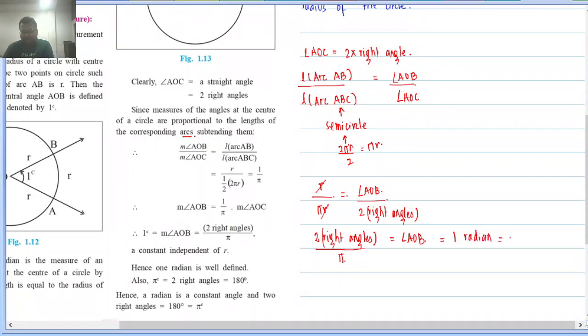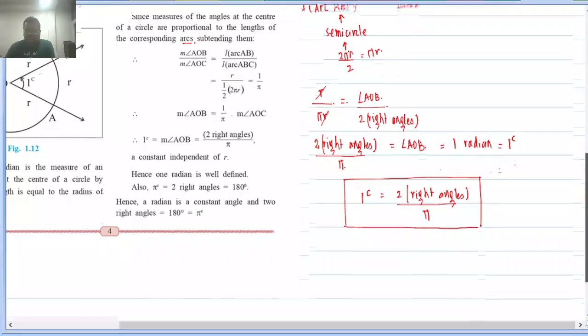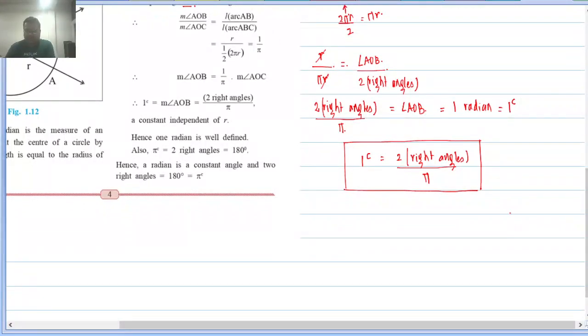And 1 radian is denoted as 1 to the power c. So let's write down: 1 radian is 2 right angles divided by pi. So if you observe, this particular conversion has no reference to the radius of the circle. Therefore, we say that the radian is independent of the radius of the circle and it is a constant.